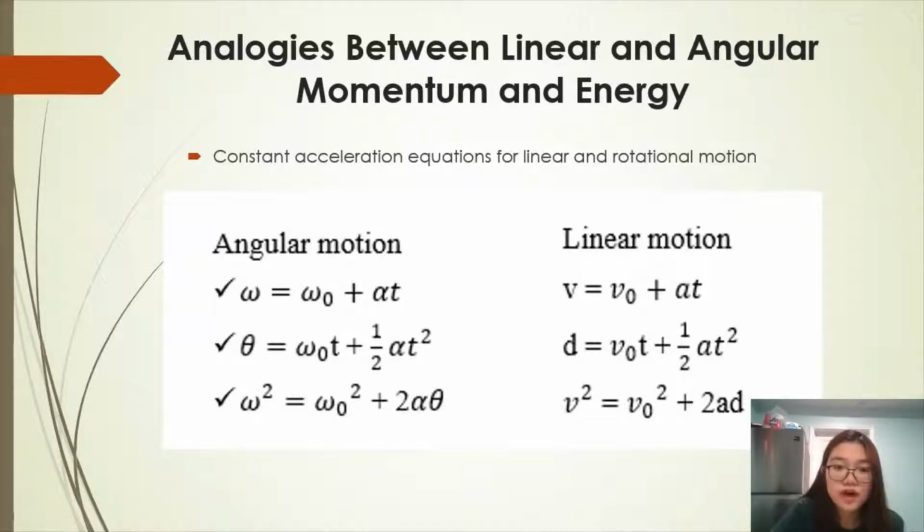Another way to find the final angular speed: the final angular speed squared equals the initial angular speed squared plus 2 times the angular acceleration times the angular displacement, or rotational angle. As in linear motion, the final velocity squared equals the initial velocity squared plus 2 times the acceleration times the displacement. So angular motion and linear motion are analogous.